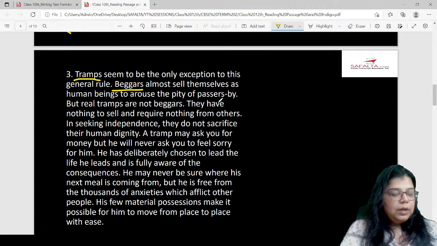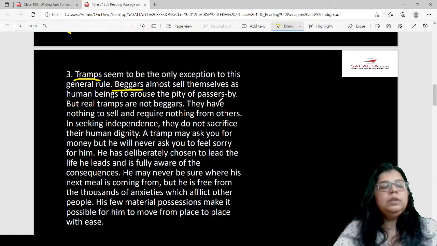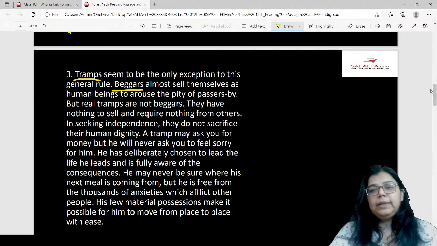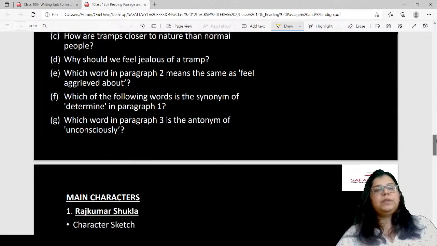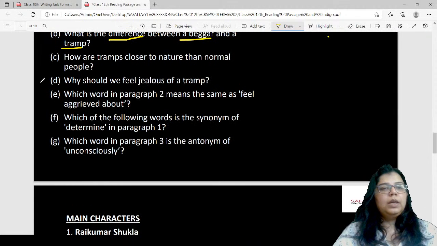Okay. Right. Now, let's go ahead. Let's look at the vocabulary related questions. Very important and the most difficult ones, right? See here. Which word, see this, E, F, G. Which word in paragraph 2 means the same as feel aggrieved about?